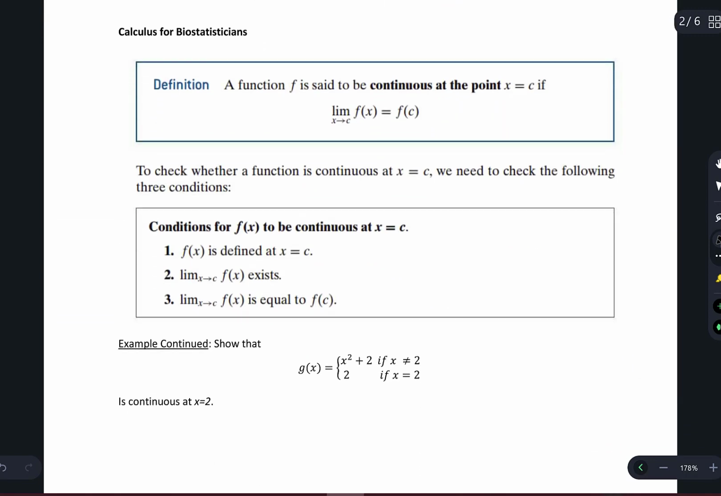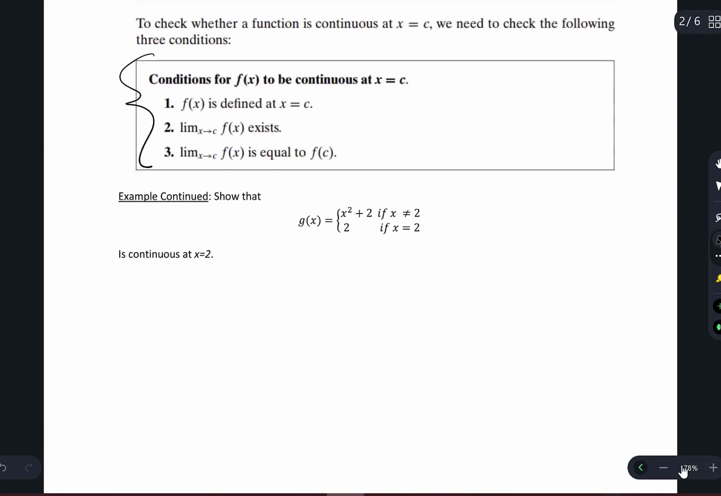So let's look at the definition of continuous and see if we can apply that definition to the example that we just saw. A function f is said to be continuous at the point x is equal to c if the limit of that function as x approaches c is equal to that function evaluated at c. And so to check whether or not a function is continuous at x is equal to c, we actually need to check 3 different conditions, and we're going to look at how to do that.